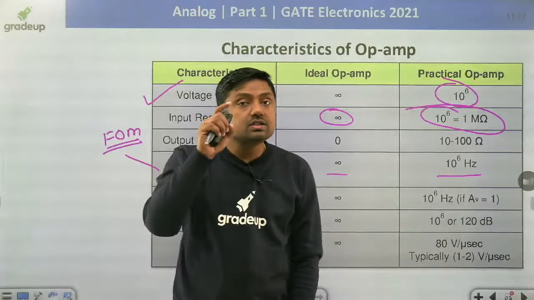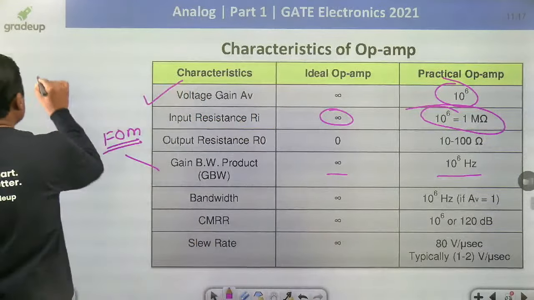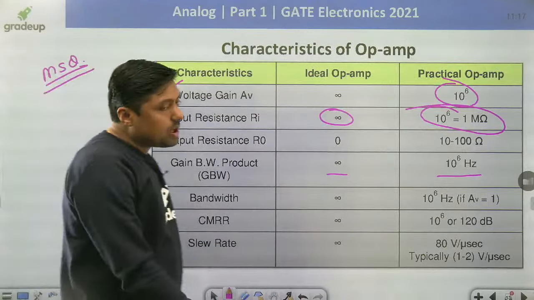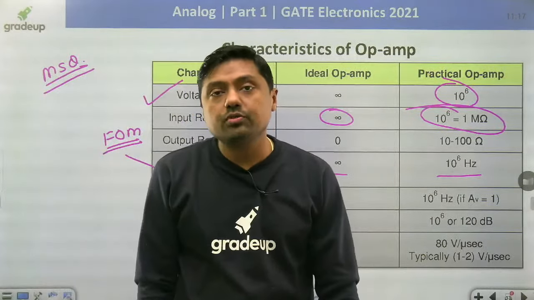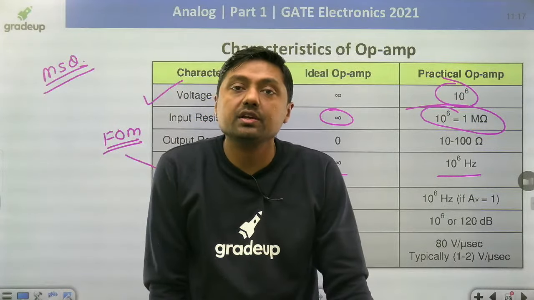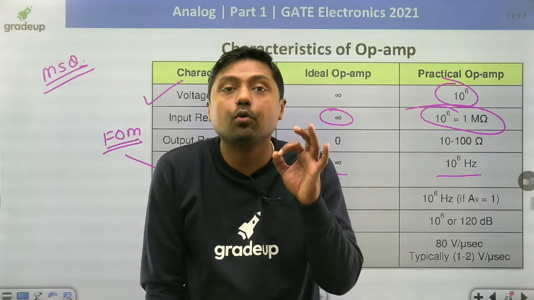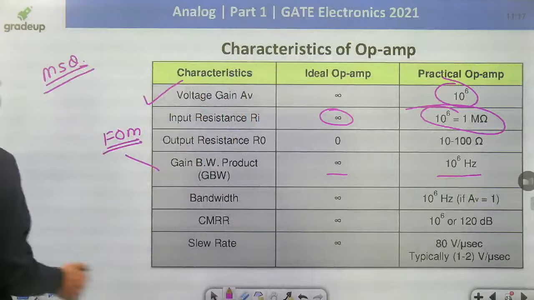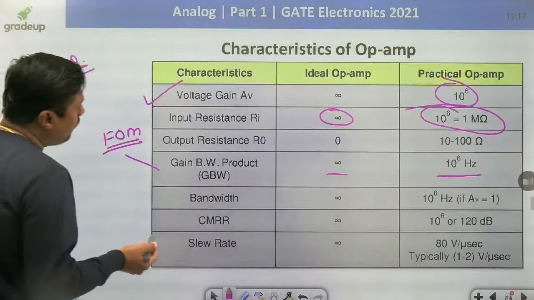Vignesh, at this time they will ask you the MSQ, multiple selection question. Always remember the basic purpose of multi-staging is to improve the gain bandwidth product. It is not to increase the gain. Gain bandwidth product. What is the gain of an operational amplifier?